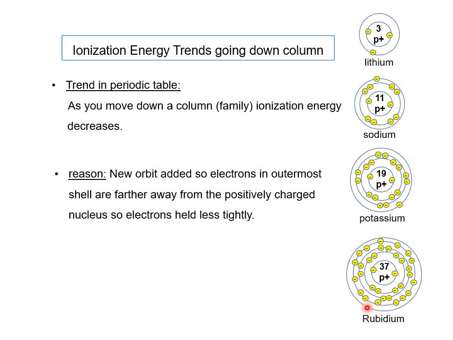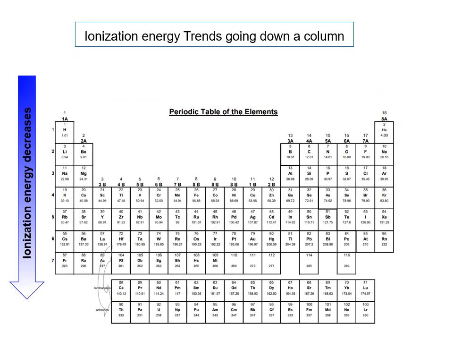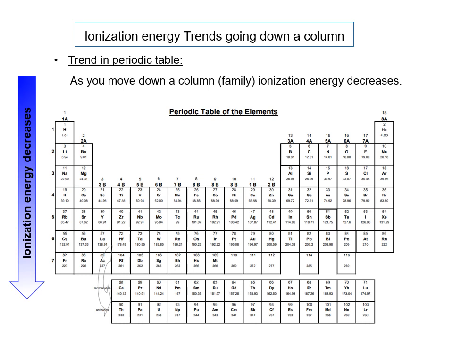And so this farthest most electron, the valence electron, is farther away from the nucleus as we move down, right? Compared to how close this electron was when we were farther up. So as we move down, the farthest electron becomes even farther away. That electron is not as tightly held to the nucleus, so it makes it easier to pull it off. So ionization energy decreases going down the column.